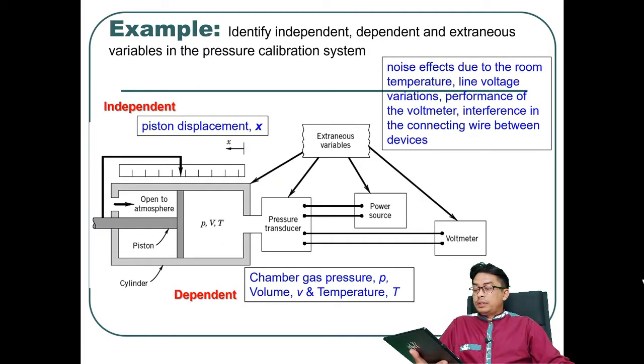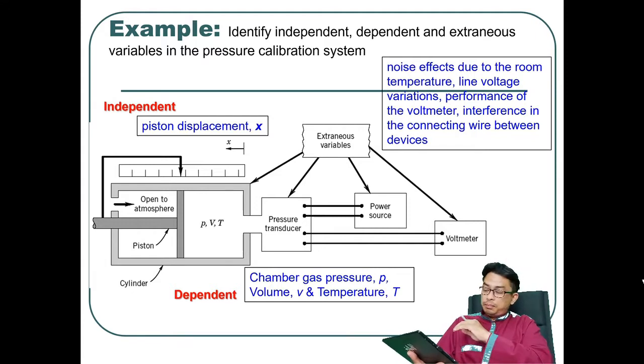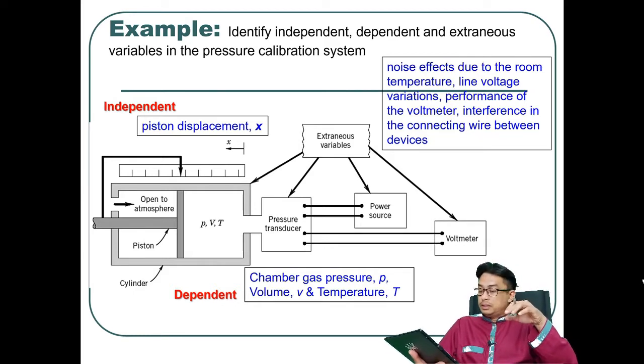Okay, let's have a look at an example. This is an example of a pressure calibration system. We want to do a calibration. So we give some sort of movement or force to the chamber, and the chamber will generate a pressure. So the input will be the load, and the output will be the pressure. For this case, the independent variable is the piston displacement, because the movement of the piston travel in X during the measurement will create a load. So the load will generate pressure at the end of the chamber.